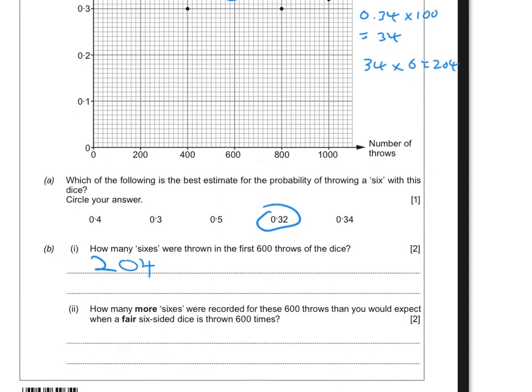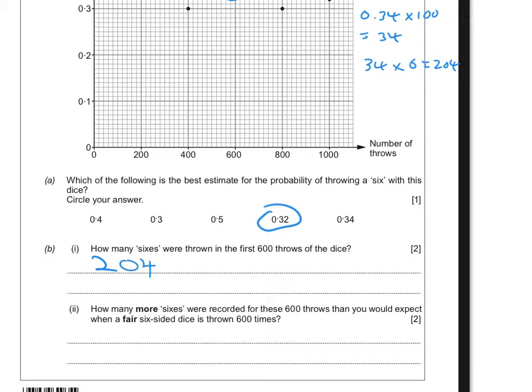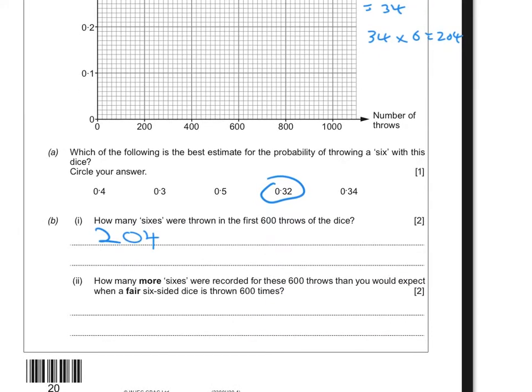For the second part of question B, we've been asked how many more 6s were recorded for these 600 throws than you would expect when a fair six-sided dice is thrown. Whenever they mention the word expectation in probability, we need to be thinking about what the probability would actually be of getting a 6 on a fair dice, and then we're multiplying it by the number of times we'd be carrying out the experiment. In the case of a fair dice, the chance of getting a 6 is 1 in 6. If we were to run that experiment 600 times, we should expect to get 100 6s.